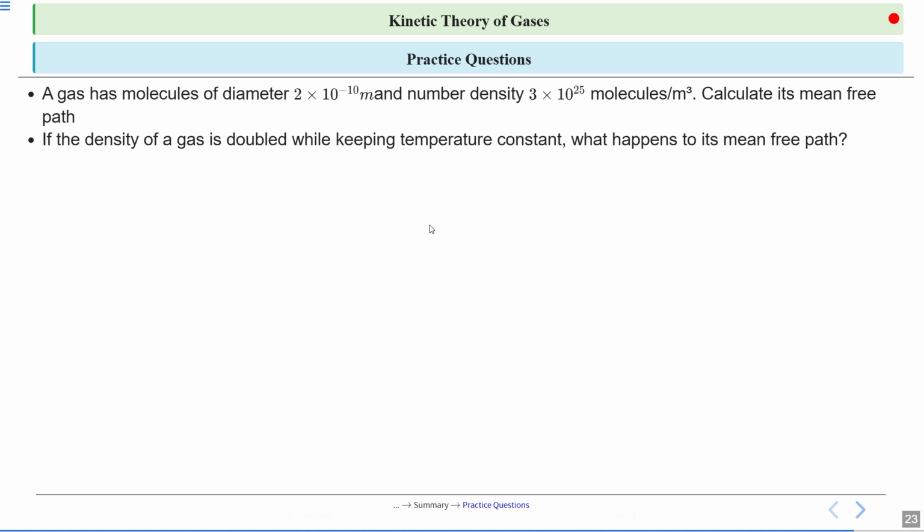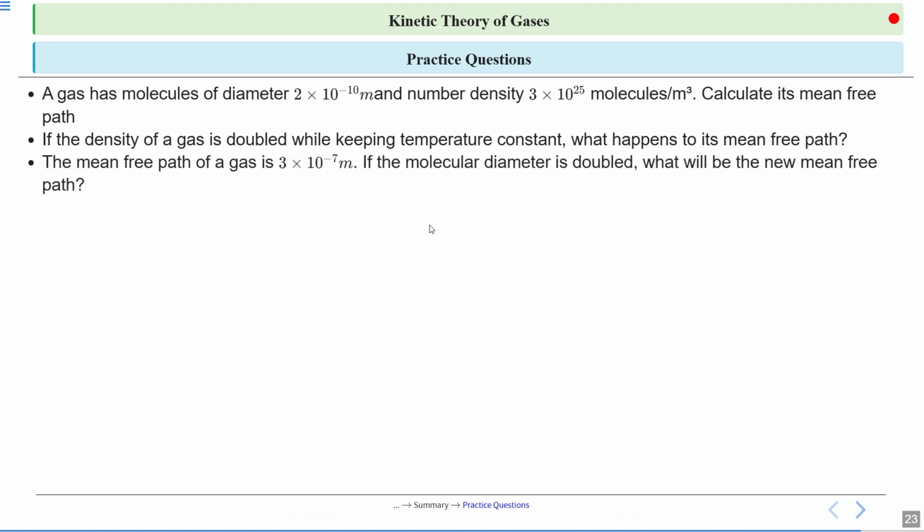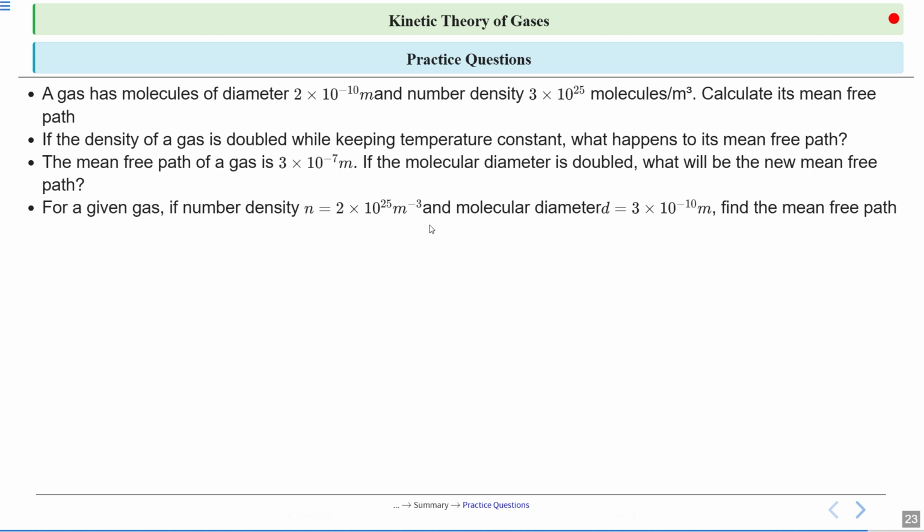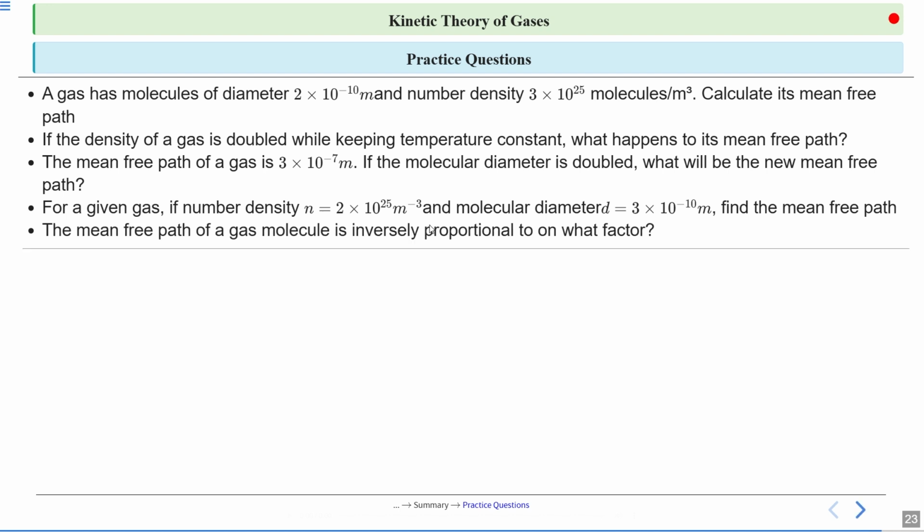If the density of a gas is doubled while keeping temperature constant, what happens to its mean free path? The mean free path of a gas is 3 into 10 raised to the power minus 7 meter. If the molecular diameter is doubled, what will be the new mean free path? For a given gas, if number density n equal to 2 into 10 raised to the power 25 per meter cube and molecular diameter d equal to 3 into 10 raised to the power minus 10 meter, find the mean free path. The mean free path of a gas molecule is inversely proportional to what factor? So these are the practice questions and this is homework for you.